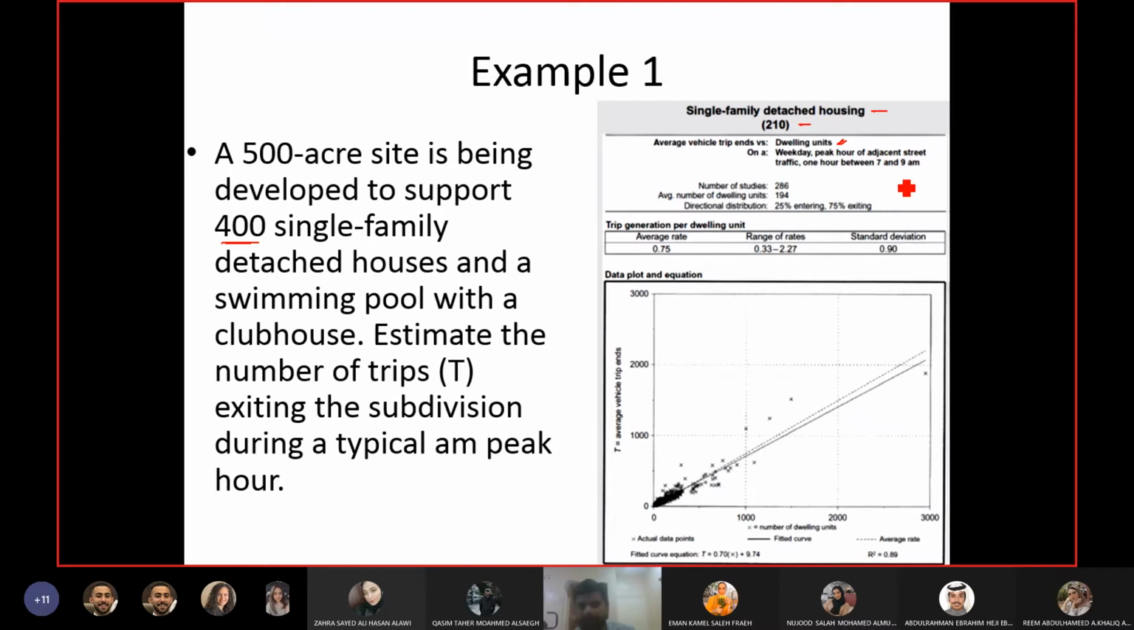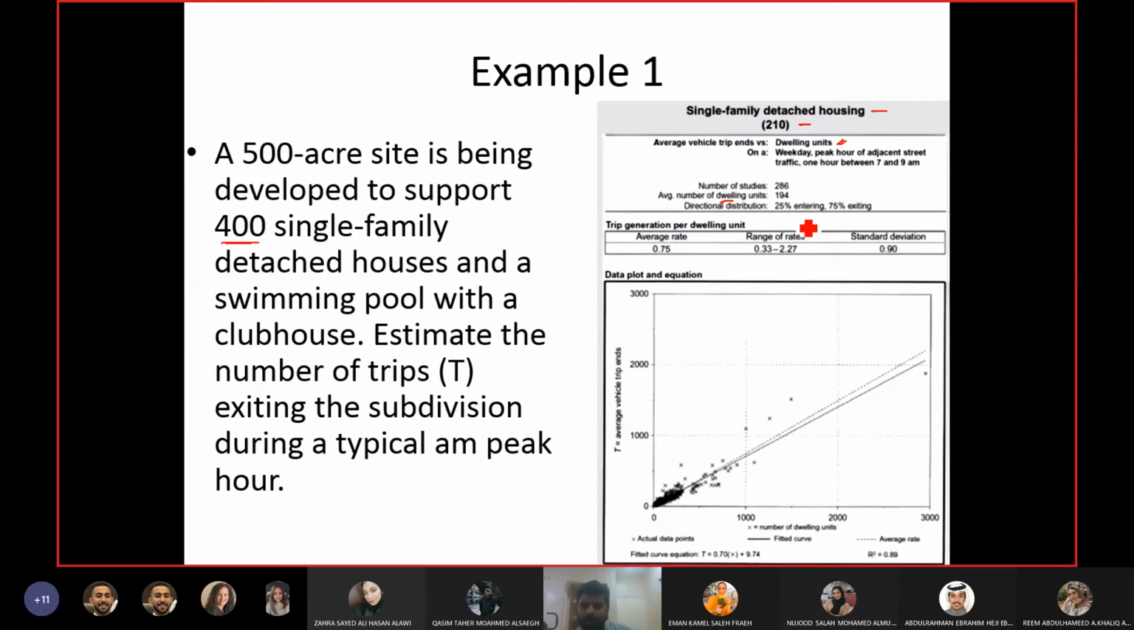In those 286 sites, the average number of housing units was 194. Dwelling means housing; they are using the word dwelling here. For these trips, they also know the directional distribution. 75% of trips are going out and 25% of trips are coming in. But we will not use it right now. We will use it later on. I just want to tell you how much data they have collected.